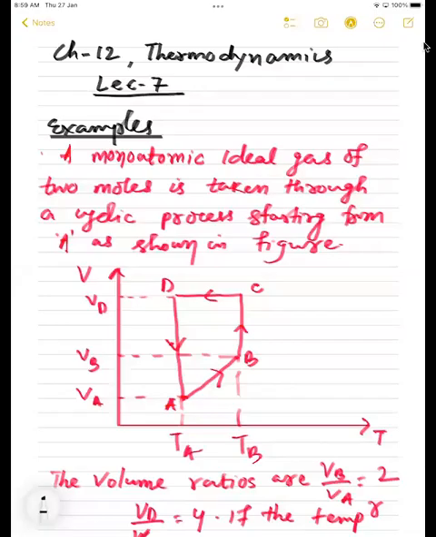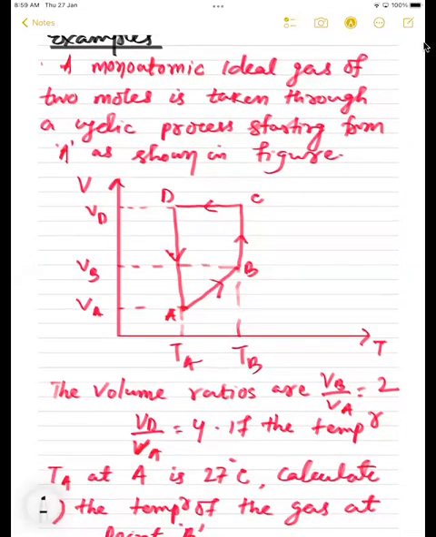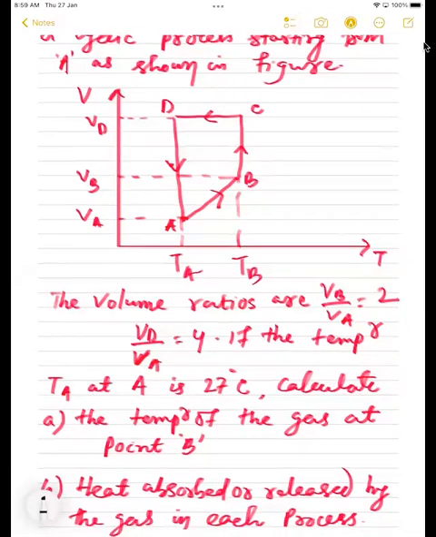Friends, in continuation, let's see one example of a thermodynamic process. The question: a monoatomic ideal gas of 2 moles, so n is equal to 2, is taken through a cyclic process as shown. This is point A, B, C, D. A to B, B to C, C to D, and D to A.